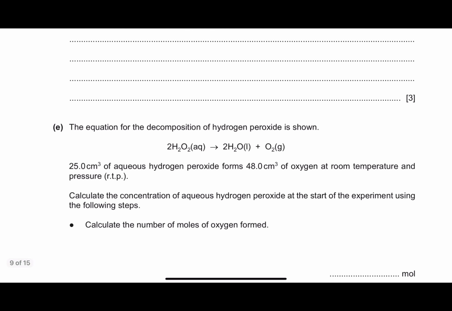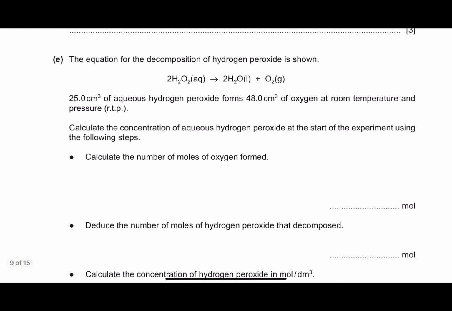This is the May-June 2020 paper, question 5E. The equation for the decomposition of hydrogen peroxide is shown below. It says that 25 cm³ of aqueous hydrogen peroxide forms 48 cm³ of oxygen at room temperature. Calculate the concentration of aqueous hydrogen peroxide at the start of the experiment using the following steps.